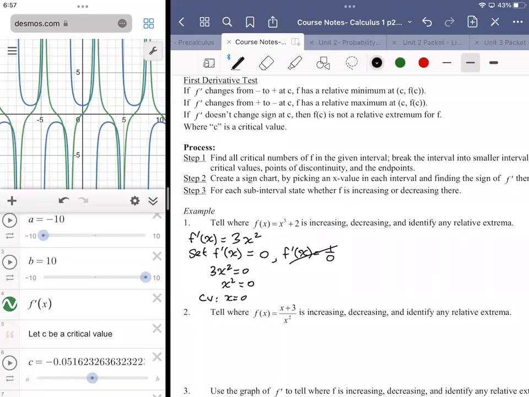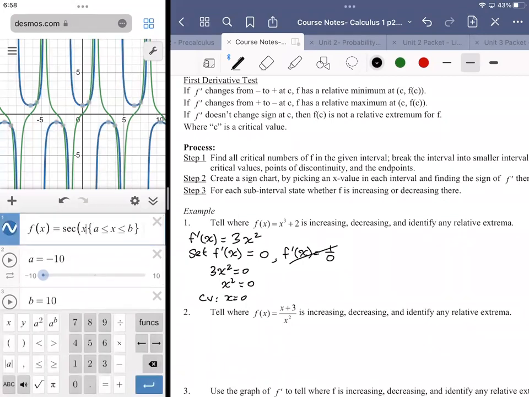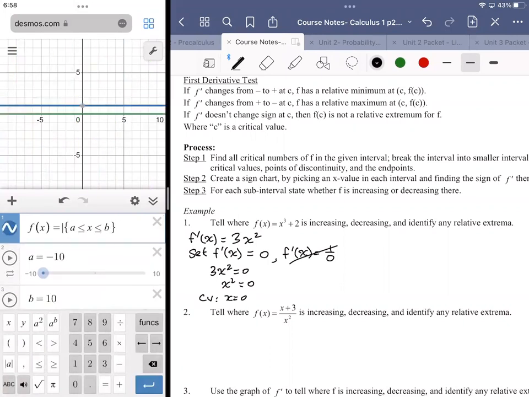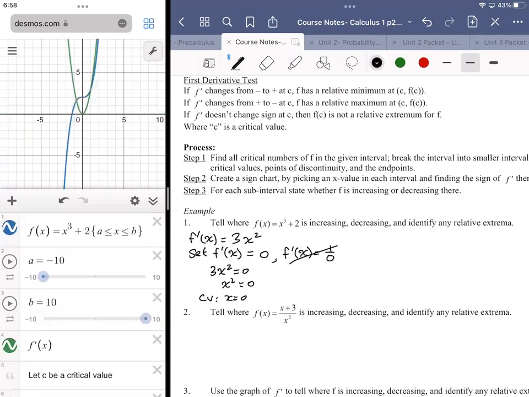So we have a critical value, which is wonderful. We don't have any endpoints, but we got something. Let me get this original function in here, because this looks kind of crazy. That secant function is extraordinary to look at. All right, but x cubed, x caret 3 plus 2. So I have my original function and my derivative function. There are no instances in which the original function is undefined, so there are no discontinuities and we don't have any endpoints.